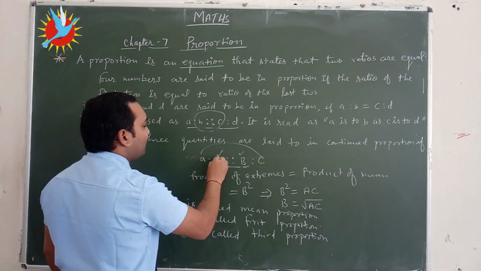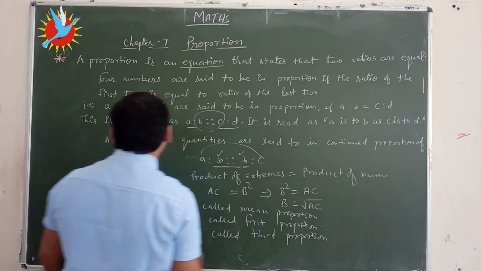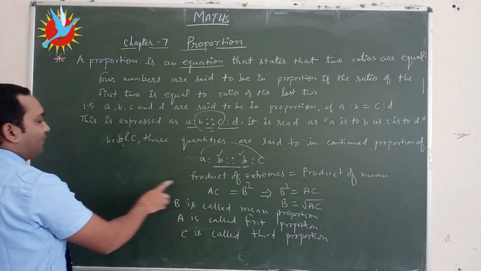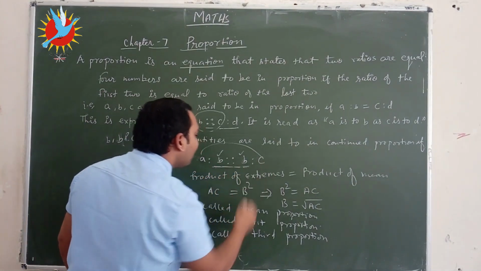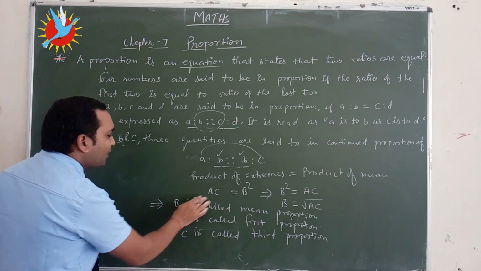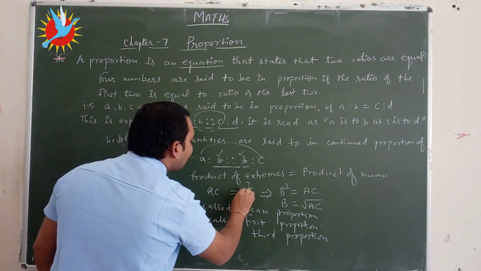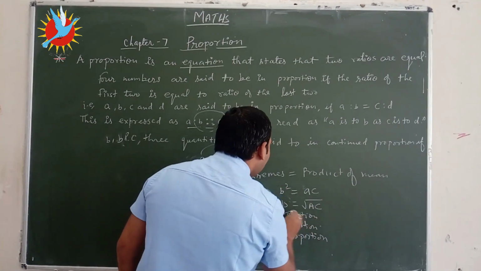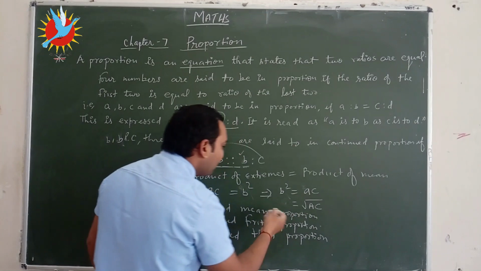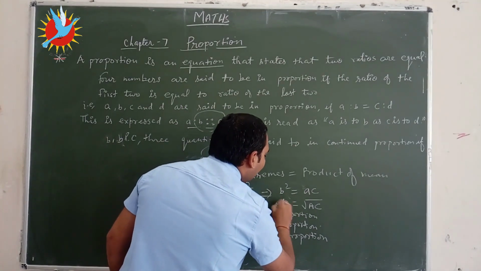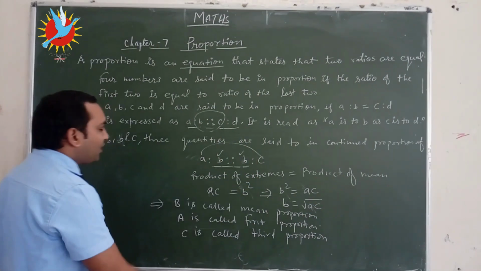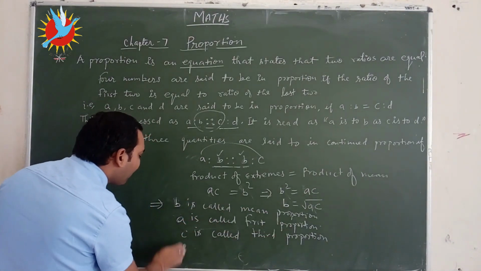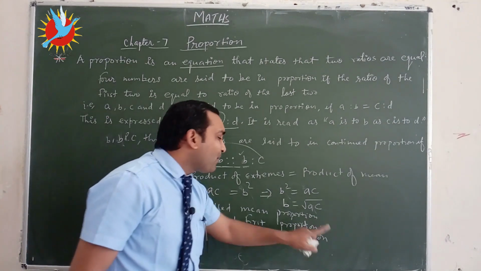A is to B, you can write in small letter also. So A is to B as B is to C. This is called in proportion. If AC is equal to B square, you can write in capital letter as well as small letter, this is the notation of the proportion. B is equal to root AC. So here B is called the mean proportion, A is called the first proportion, and C is called the third proportion.